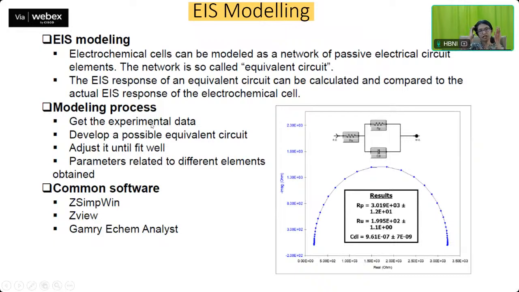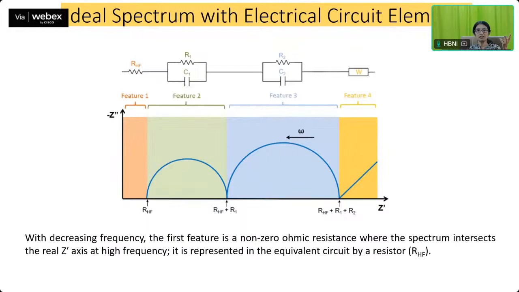The process is you get the experimental data. Then you develop a possible equivalent circuit. Then you adjust it until it fits well. The parameters related to different elements you obtain from that model. The common software used for it are ZSimpWin, ZView, or the Gamry Echem Analyst. These are the three common software packages used to analyze your EIS spectra obtained experimentally.